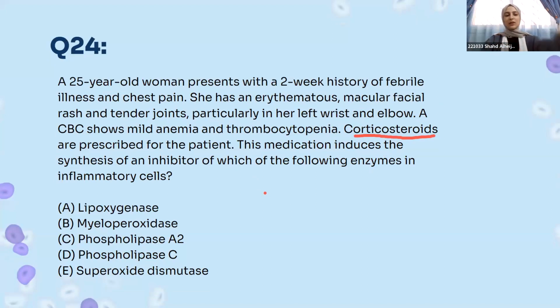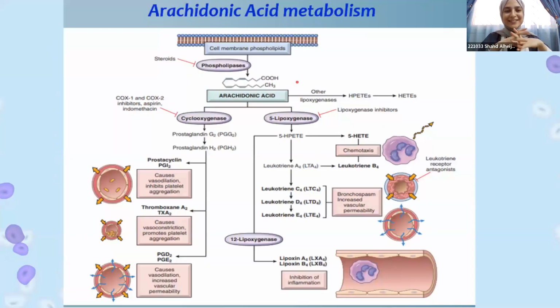Can we get to the slide? So this is the arachidonic acid metabolism pathway, starting obviously from the phospholipids and the arachidonic acid. So the phospholipases are at the first step. This would be involved in both the cyclooxygenase pathway and the lipoxygenase pathway. So the steroids would inhibit the very first step, which is phospholipase A2.